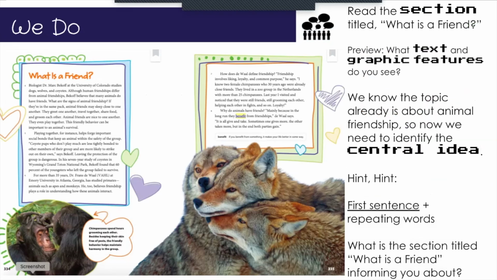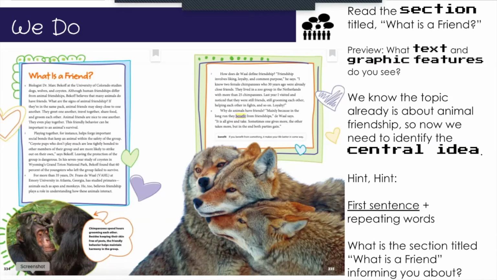For this section, what is a friend? I want you to read it and I want you to preview. What text and graphic features do you see? We know the topic already is about animals and animal friendship. So now we need to identify the central idea of this section. Hint, hint, don't forget to underline the first sentence and circle those repeating words.